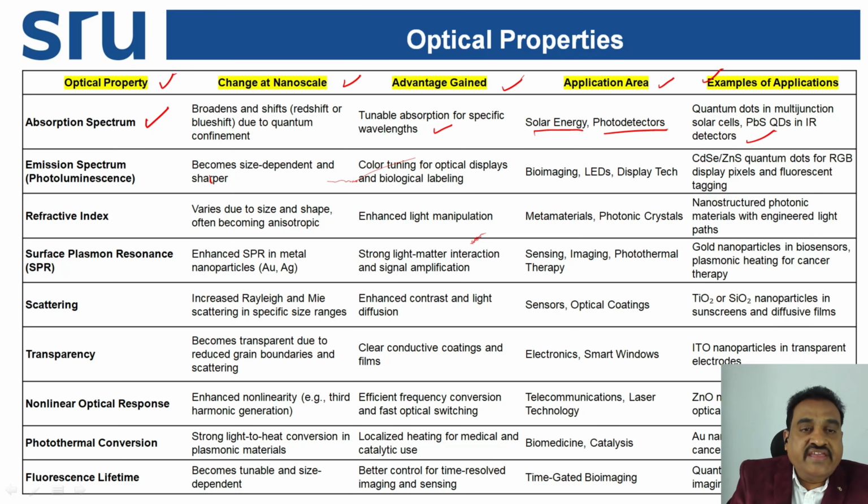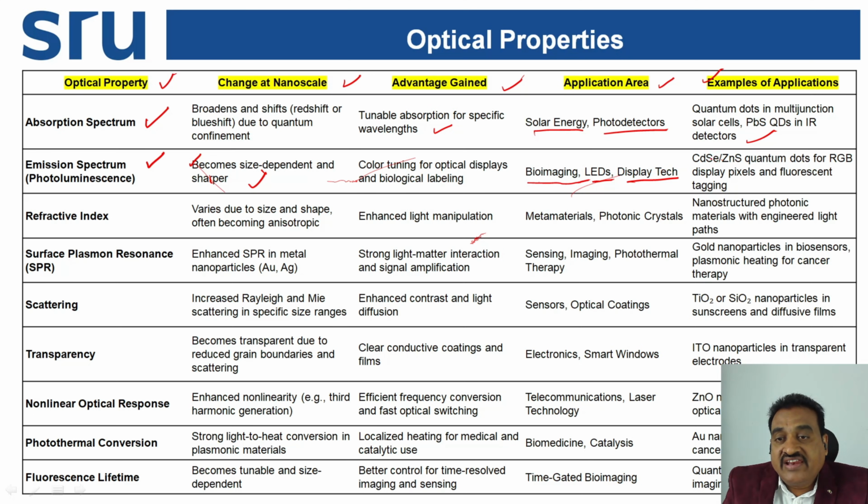You try to understand the emission spectrum, that is photoluminescence. What is the change at nanoscale? Simply, it becomes size dependent and sharper. So we can observe different color tuning for optical displays and biological labels. These are used in bioimaging, light emitting diodes, and display technology also.